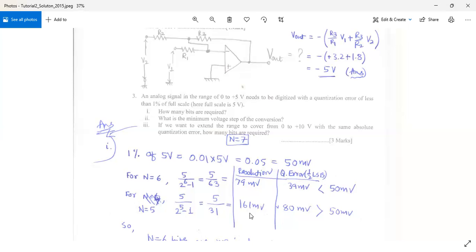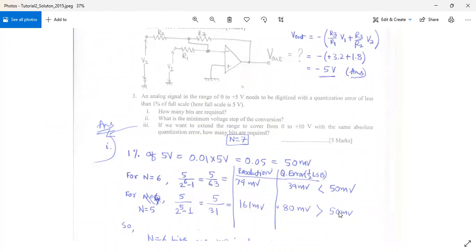So our quantization value will be half this particular value. Half of this value is going to give us 80 millivolt, isn't it? So 80 millivolt is greater than 50 millivolt, so this does not satisfy the rule that we have, right? The quantization error has to be less than 1% of the full scale voltage. So less than 1%, we mean less than 50 millivolt.